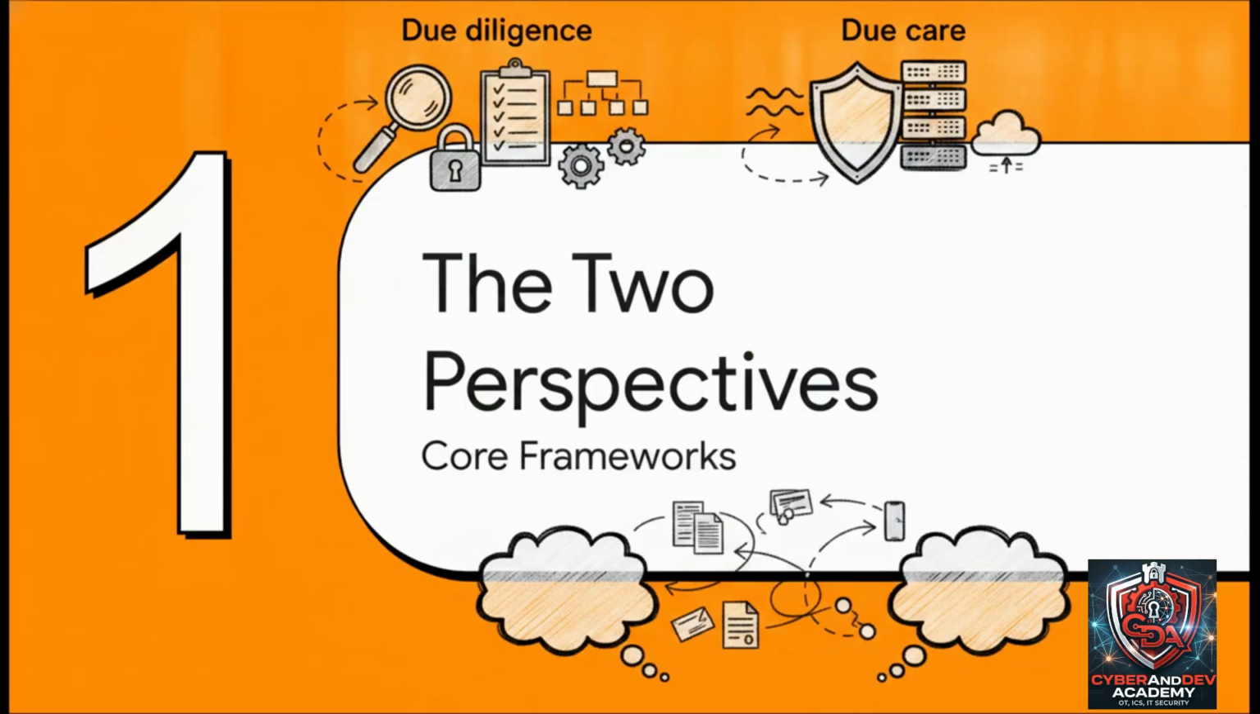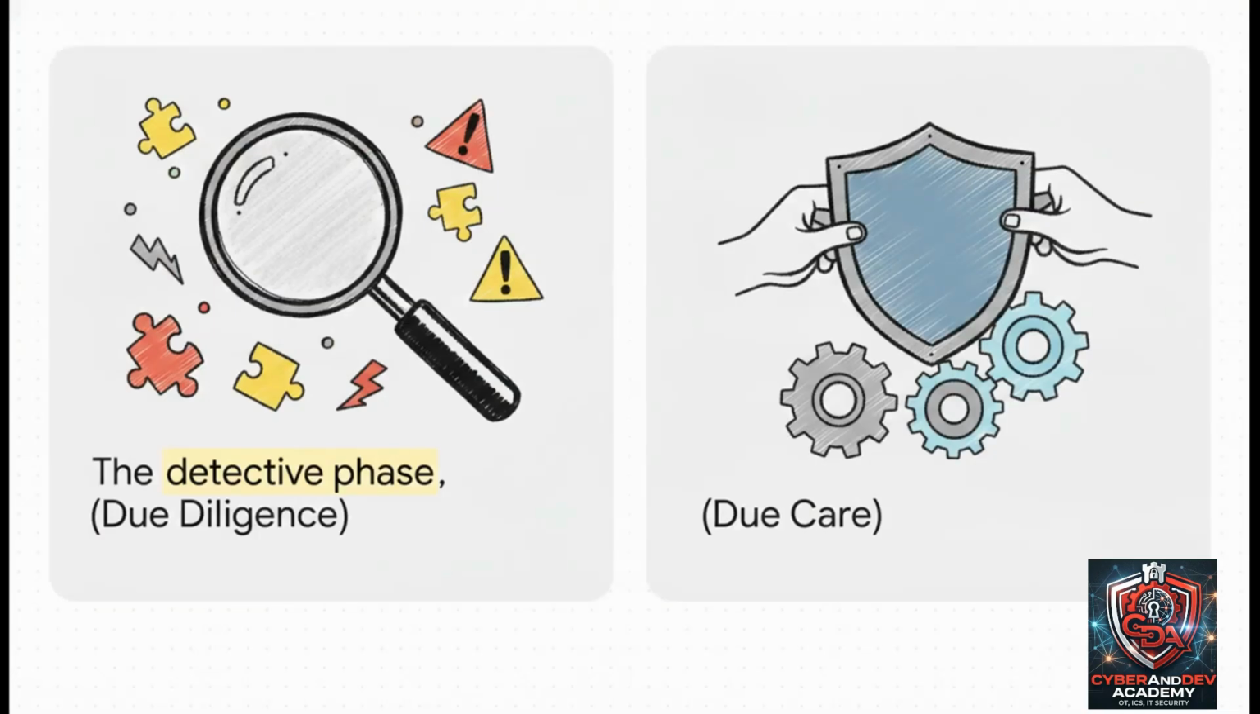Okay, moving into our first main section, the two perspectives on these core frameworks. Now, depending on the study materials or the compliance frameworks you're using, you're going to see these concepts taught in two slightly different ways. Under perspective one, it's all about investigating versus acting. Due diligence is basically your detective phase. You're figuring out what your risks and obligations are before you make a move. Due care is the corrective or operational phase, actually executing those security measures. To put it super simply, diligence is knowing your risk, and care is doing what's right to handle it.